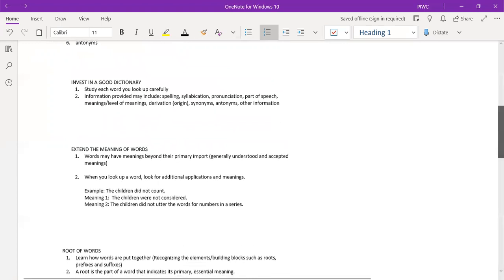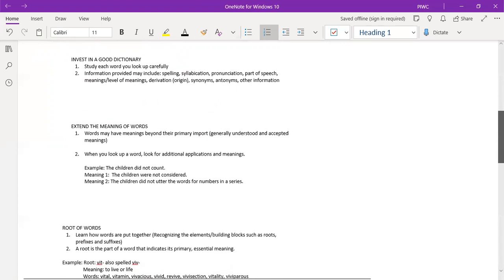So to begin with your study, it's good to invest in a good dictionary. Not just the pocket dictionary. A pocket dictionary will not help you out. They don't contain too much, but invest in a good dictionary. It will pay a dividend. Like the Oxford Dictionary, Webster Dictionary, and so on. They're very good dictionaries.